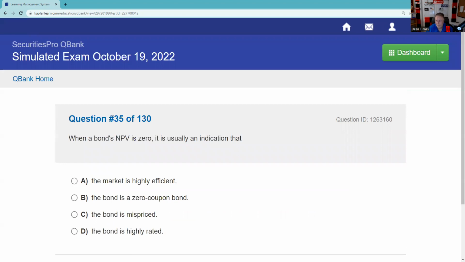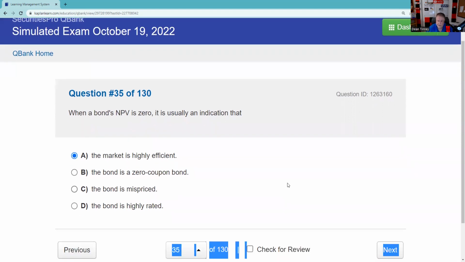When a bond's net present value is 0. So here we are at question 35. And again, I just want to warn you, don't obsess about quantitative analysis. Mostly it's recognizing inputs and outputs, not so much whether you can do any kind of math. So when a bond's net present value is 0, that means it's neither a good deal nor a bad deal. There is no value proposition to that. If it's got a market price with the net present value being zero, that means the market's pretty efficient, right? Mispricing would be a positive or negative net present value, right? So the market is highly efficient.